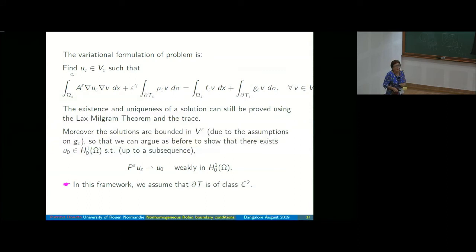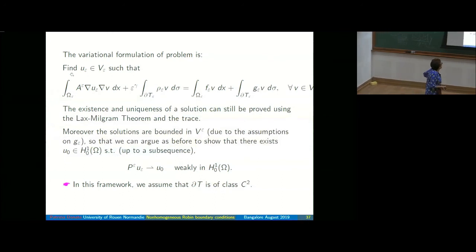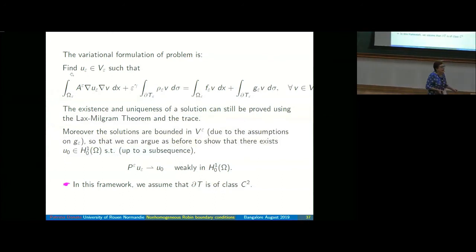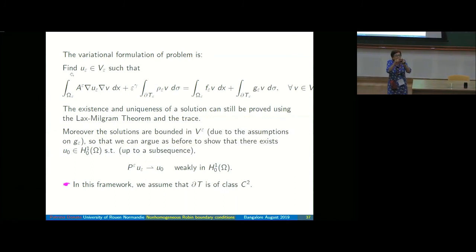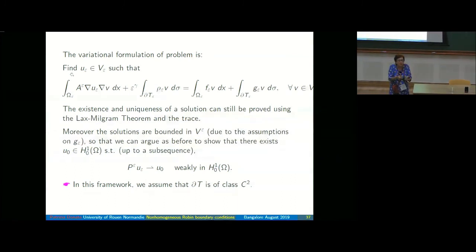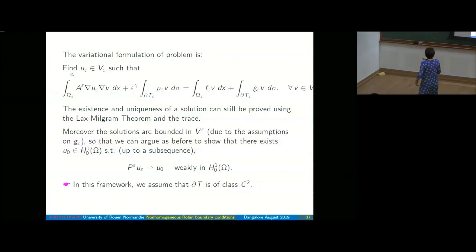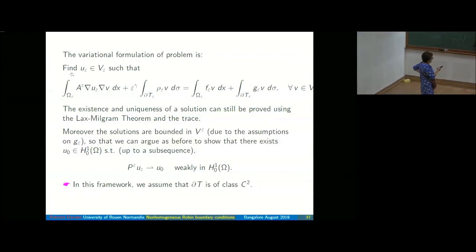Okay, so now you see that the situation is more complicated because not only do we have the integral over omega epsilon, and we have to pass to the integral over omega, but we also have the integral on the boundary. And there we cannot do so much, because it's the integral on the boundary, and we cannot do an extension of it. So, okay, let us see how we proceed.